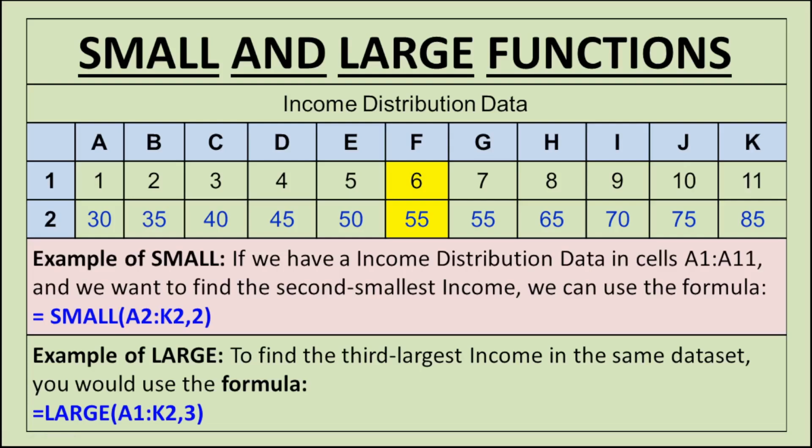Small function. The SMALL function returns the kth smallest value in a data set. Syntax: SMALL(array, k). Array: the range of cells containing the data. K: the rank of the value you want to return. Example: if we have an income distribution data set in row 2, from column A to column K, and we want to find the second smallest income, we can use the formula =SMALL(A2:K2, 2).